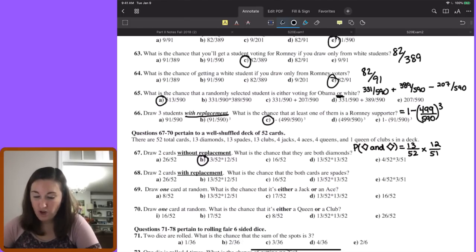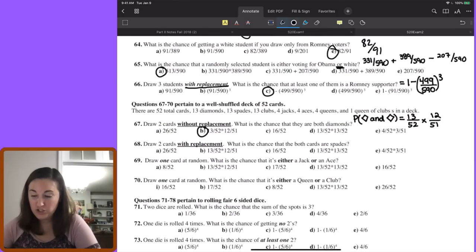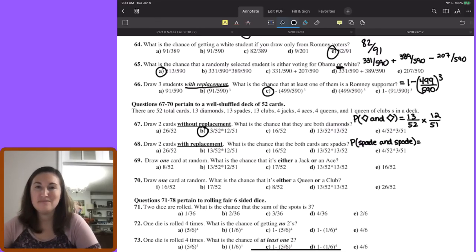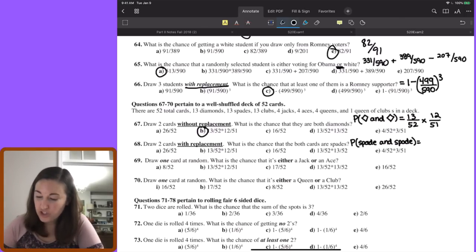68 says to go ahead and draw 2 cards with replacement. What's the chance that they're both spades? So I want to know what's the probability I get a spade and a spade. I've done this the whole exam, but the P and then the parentheses is read as probability of something. So the chance I get a spade on the first draw, there are 13 spades, so that's 13 out of 52.